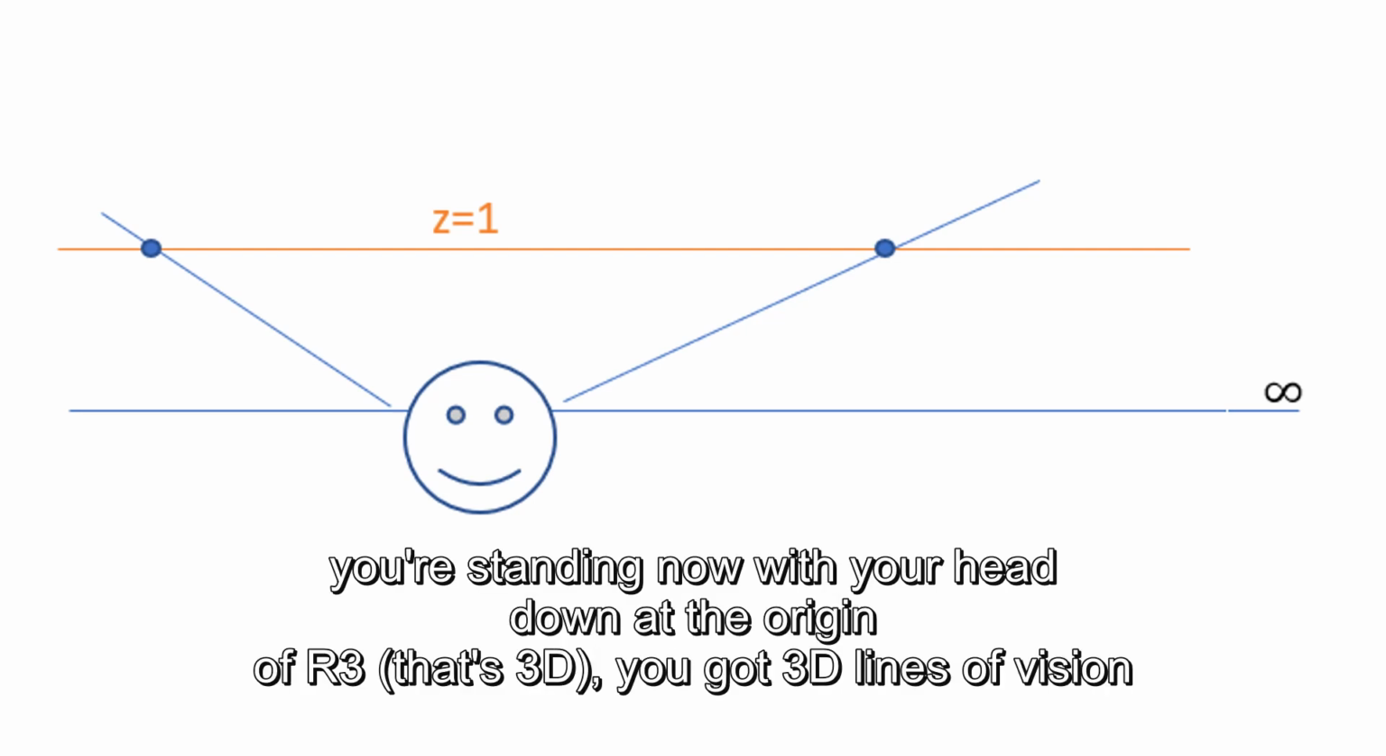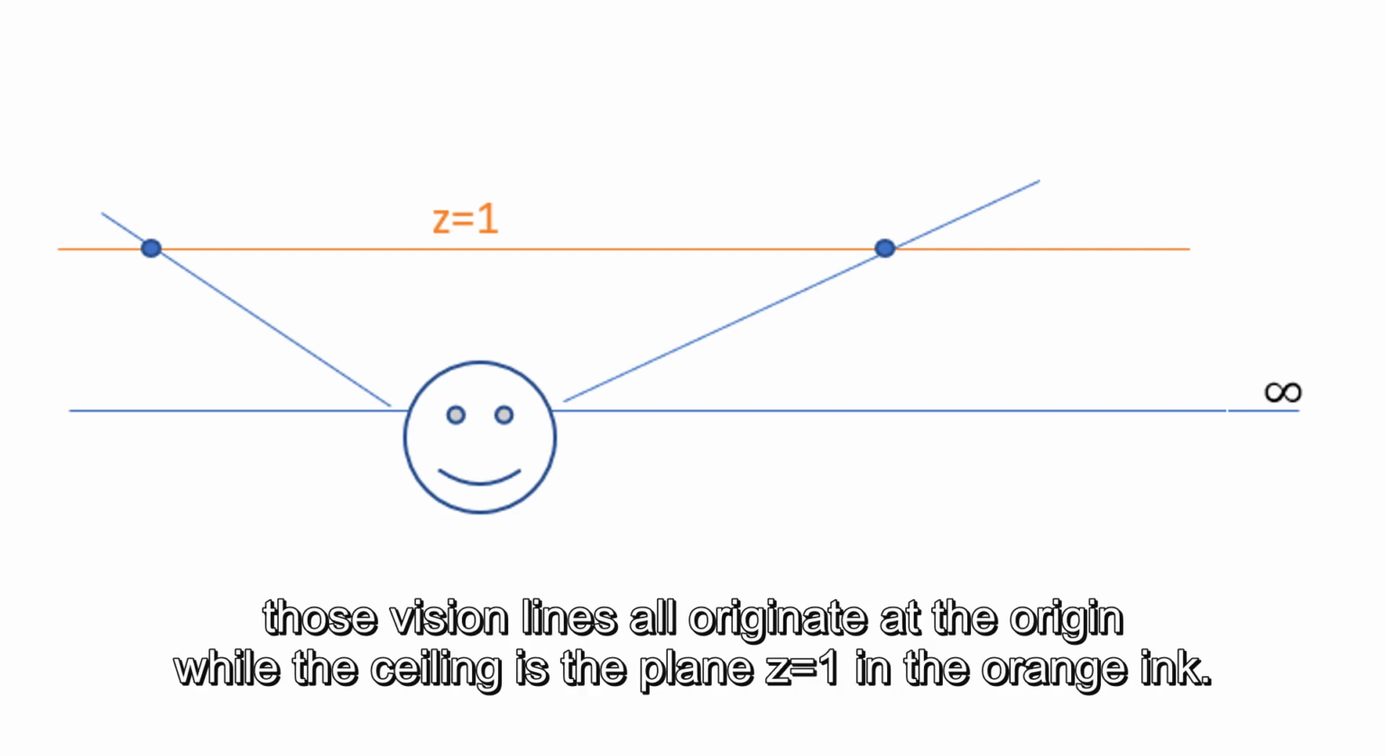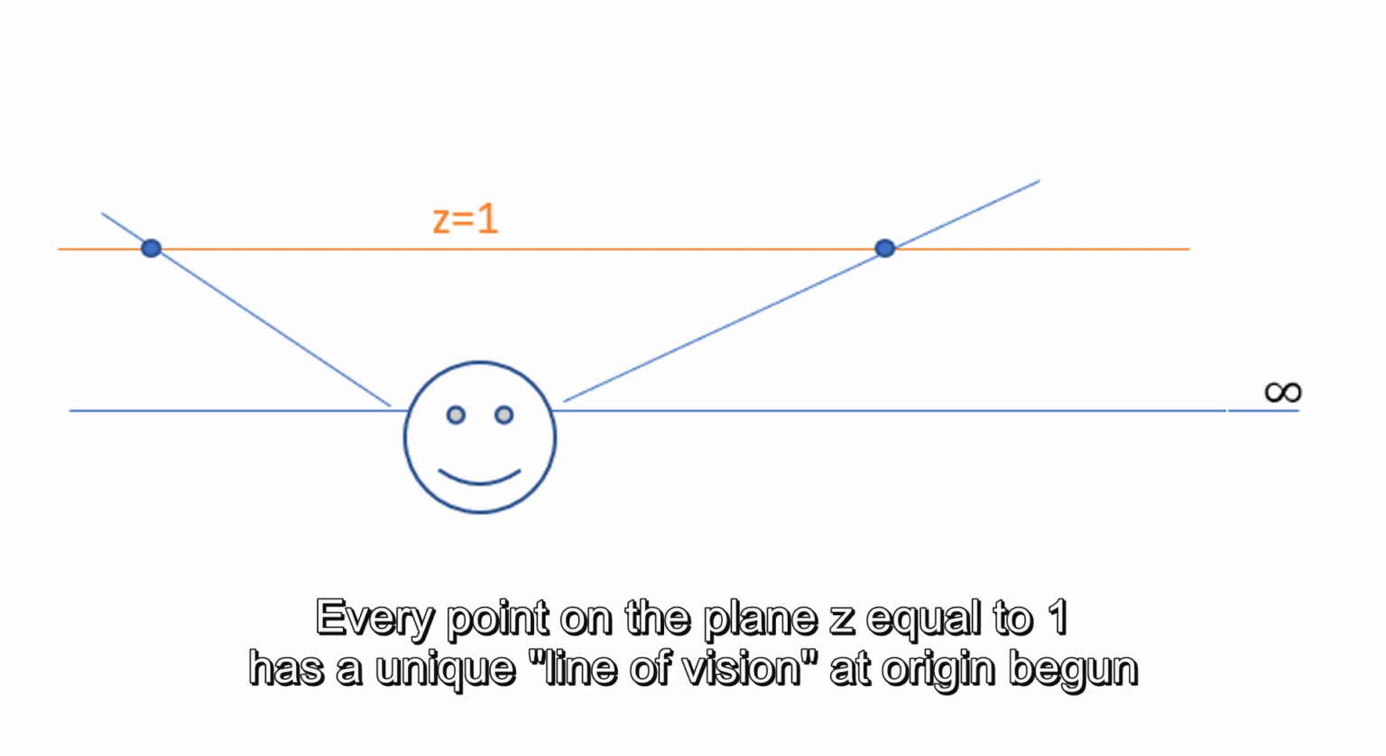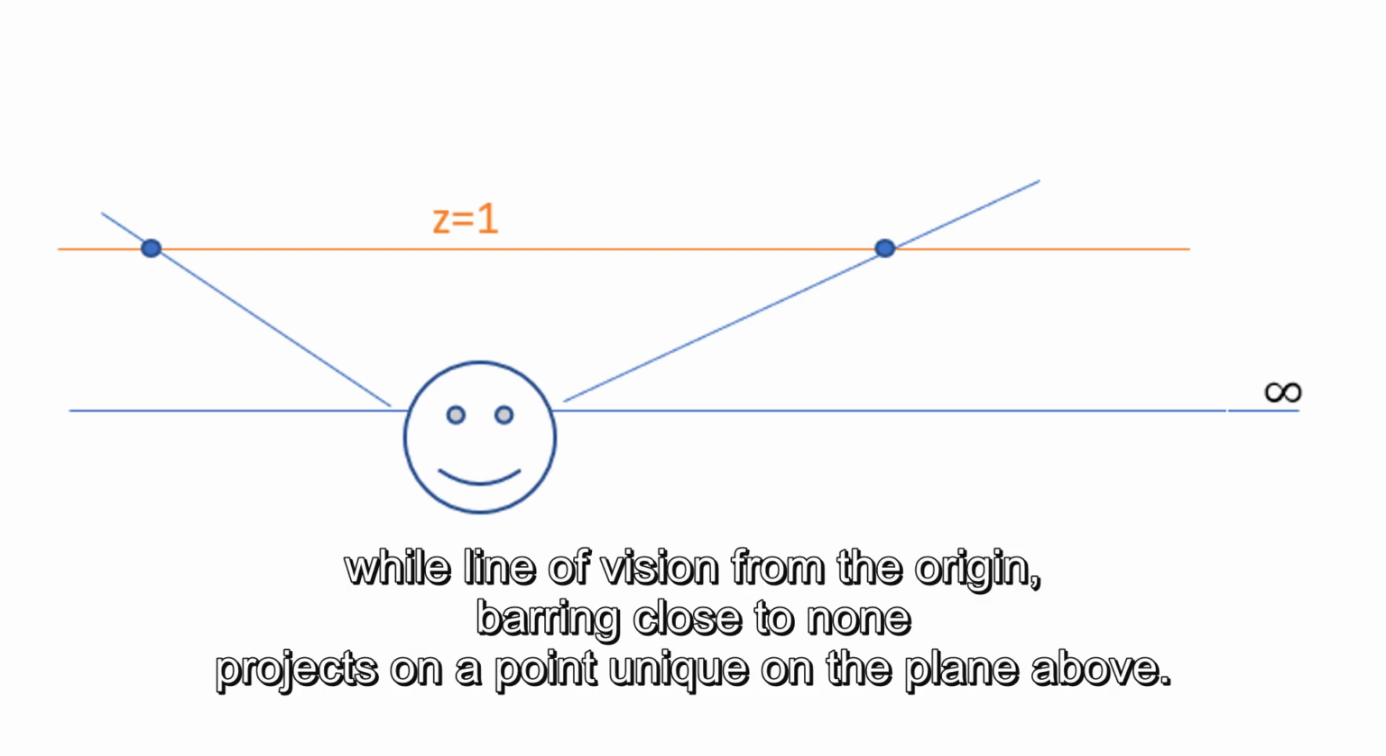You're standing now with your head down at the origin of R3. That's 3D. You got 3D lines of vision. Those vision lines all originate at the origin, while the ceiling is z equals 1 in the orange ink. Every point on the plane z equal to 1 has a unique line of vision begun. Well, line of vision from the origin close to none projects on a point unique on the plane above.